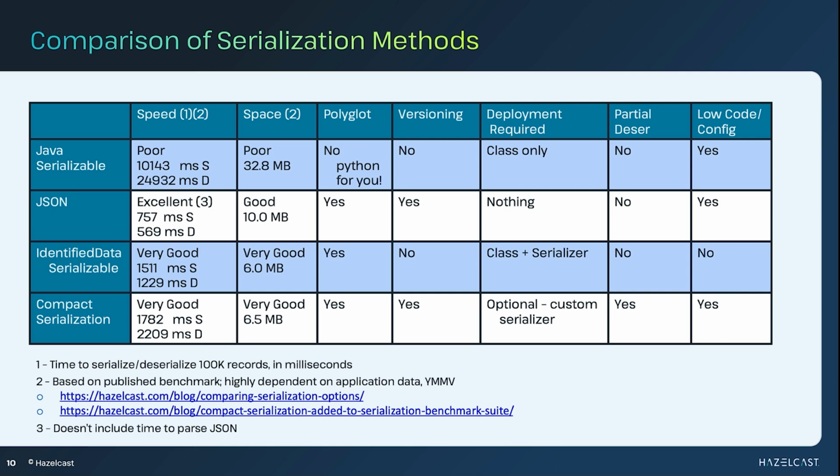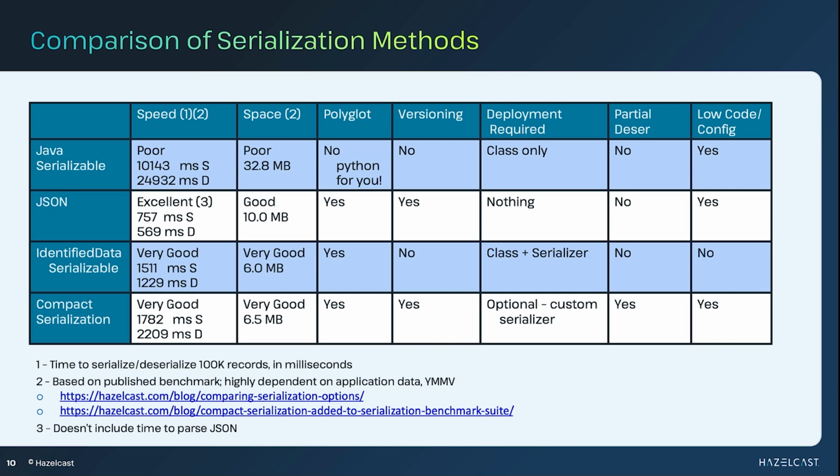If you care a lot about speed and you don't need interlanguage interoperability or schema evolution, and you're willing to spend a little bit of time writing custom serialization classes and configuring factories, then this might be the serializer for you. And finally, compact serialization.